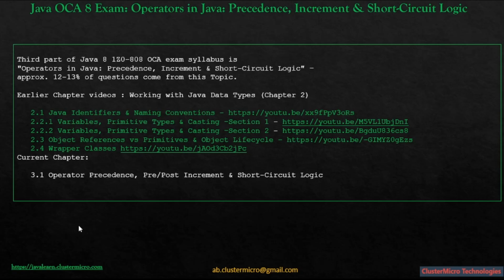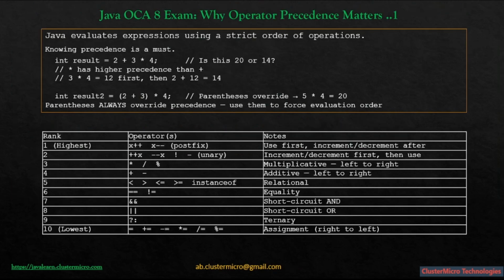So what is operator precedence? Think of it like this: Java evaluates expressions using operator precedence, similar to BODMAS in mathematics. BODMAS is an acronym used to remember the order of operations: brackets, orders (powers and roots), then division and multiplication, which go left to right, and addition and subtraction, again left to right.